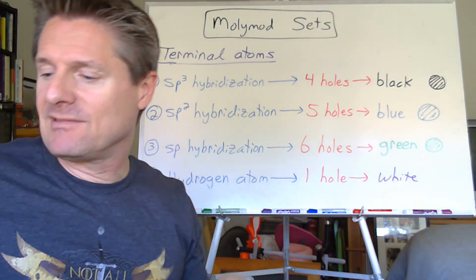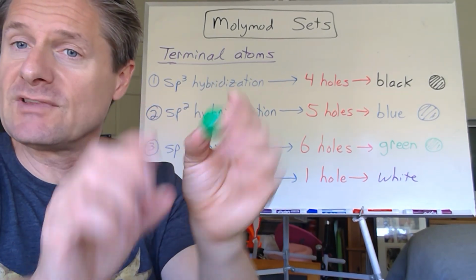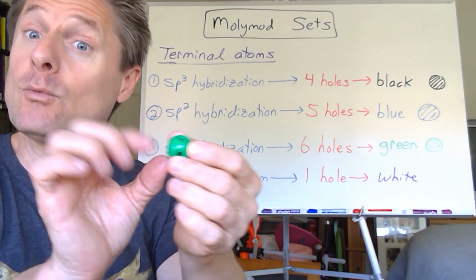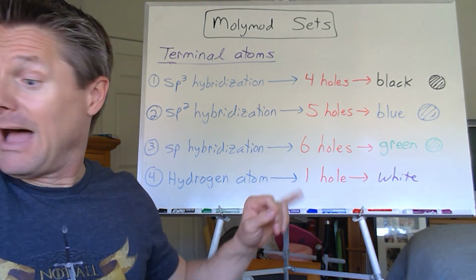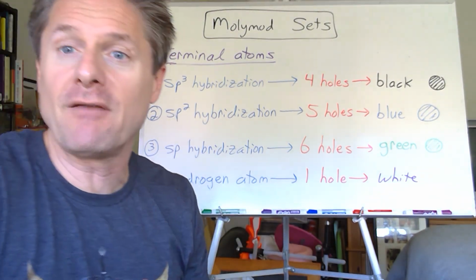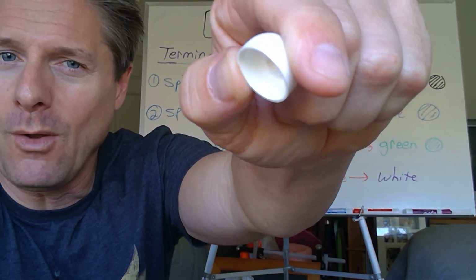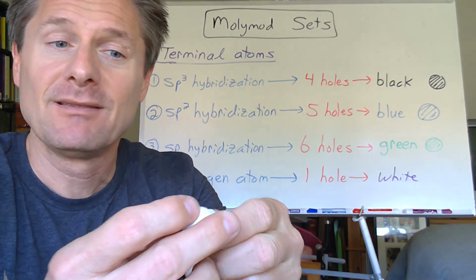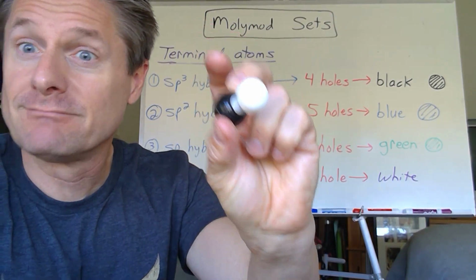If you have sp hybridization, of course, you need the 6 holes, just like with the central ones. And you put the 2 sets of unhybridized p orbitals in with the sigma bond. That works. Green ball for 6 holes. But hydrogen's always terminal. So if you ever have a hydrogen, it can only form, duet rule, it only has 1 hole in it. It can't have lone pairs. So you just stick that on there. Boop. That's how you do a terminal hydrogen.